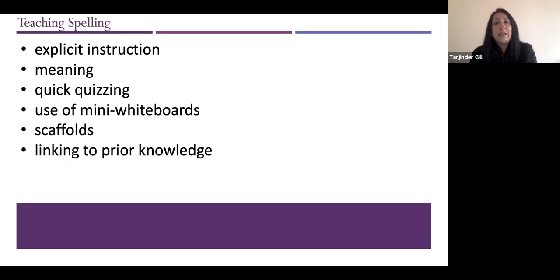And also, linking to their prior knowledge is really important. When you're looking at statutory spellings, you can group them, but sometimes it's hard because the whole point is they're relatively random. What you can do is link with other words they know, as part of the quick quizzing: have we come across this grapheme-phoneme correspondence before? What other words do you know? You can build that in.